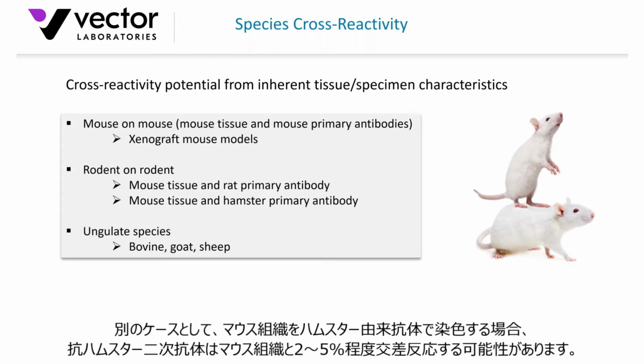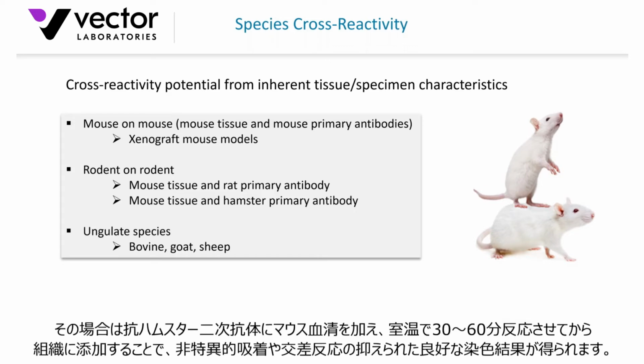I've got hamster here, whereby there might be a trace amount of cross-reactivity of an anti-hamster antibody on mouse tissue. If that's the case, you could certainly apply a little bit of mouse serum to the dilution of that anti-hamster antibody. And I'm talking about a low percent of cross-reactivity, somewhere around, say, 2 to 5% cross-reactivity. You add in a little bit of mouse serum into that dilution, let it sit for about 30 to 60 minutes on the bench to absorb up any stickiness or cross-reactivity. Then you can apply it to the mouse tissue, and that will give you a much cleaner result.